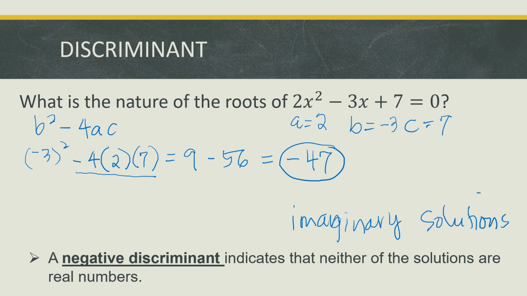Okay, so those are the types of discriminant for us to know the nature of the roots of the given quadratic equation.